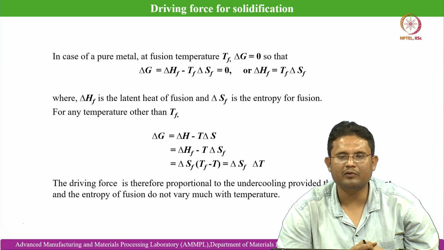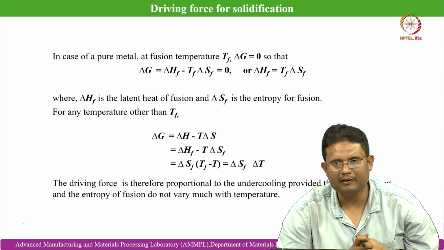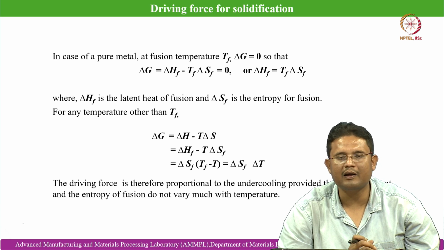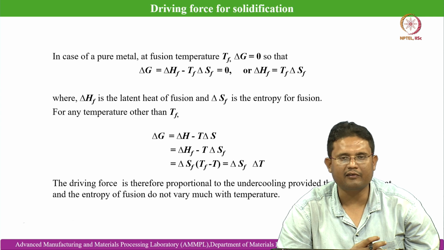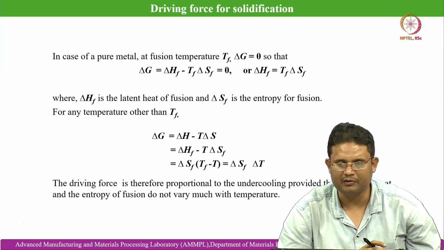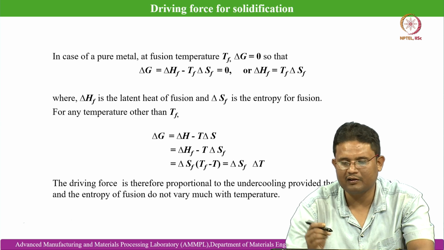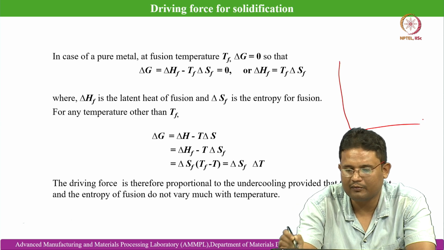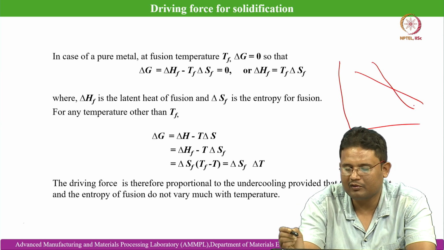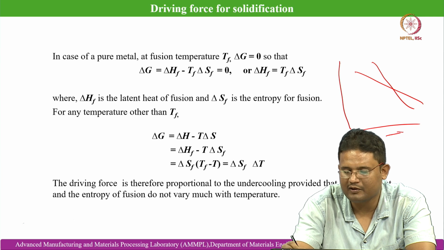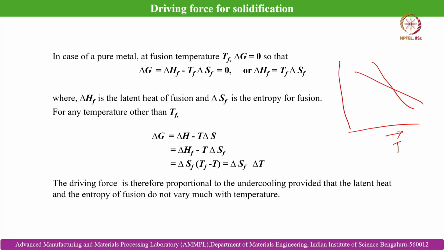Now we need to learn about the fundamental physical principles involved in the phase change process in casting, that means the liquid to solid transformation. In the case of a pure metal at fusion temperature, delta G is 0. So, how does it happen? This is the free energy versus temperature curve. This is the temperature and this is the free energy G. Okay. Assume that here this is the melting temperature Tm.